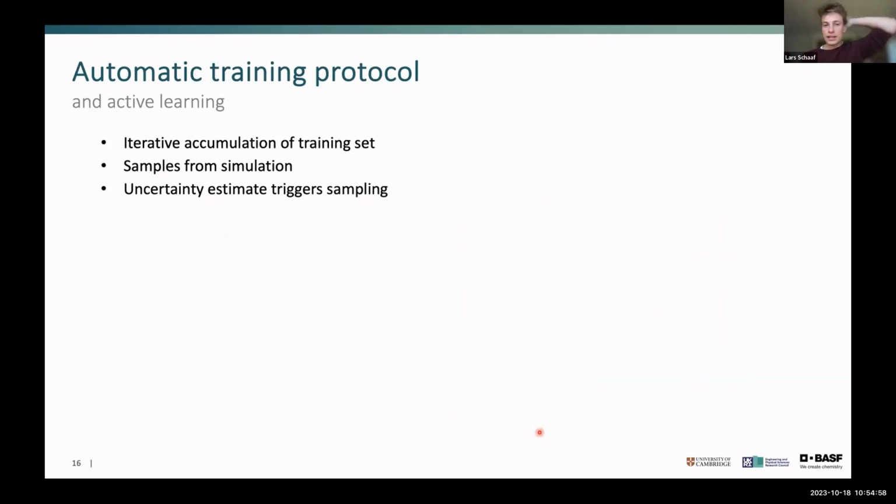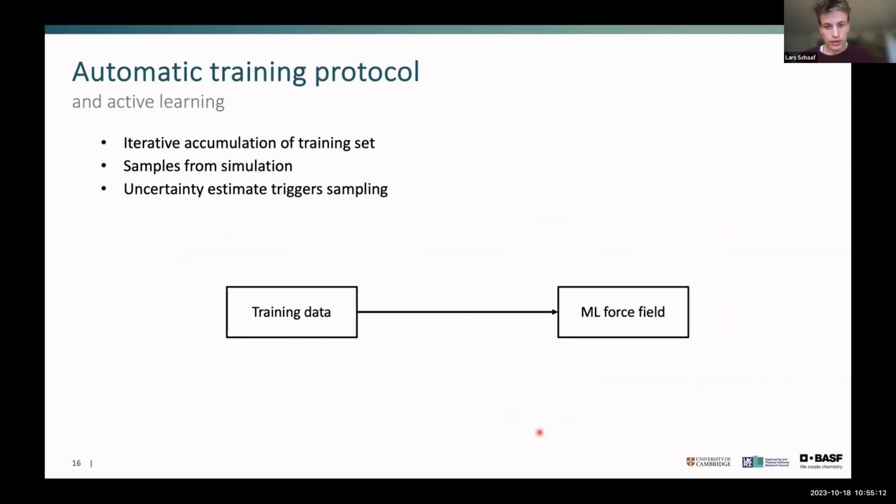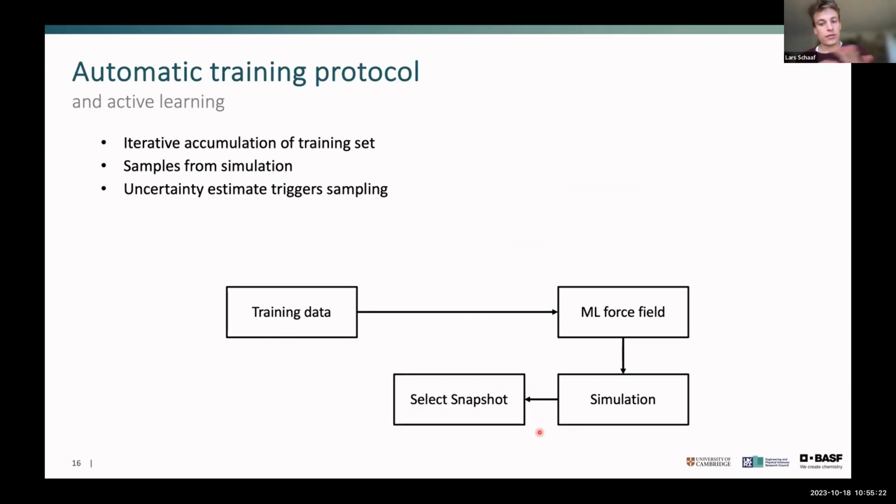And with that, I'd like to talk a little bit about active learning in the context of these force fields and how we train these potentials and how to make them automatic. So you have a training set with DFT calculated energies and forces. You train a machine learning force field, and now you can run a simulation very cheaply. So you run a simulation, be that MD, geometry optimization, and so forth. And from that simulation, you select a snapshot, you calculate a new DFT calculation, you add it to this training set, and you repeat this process.